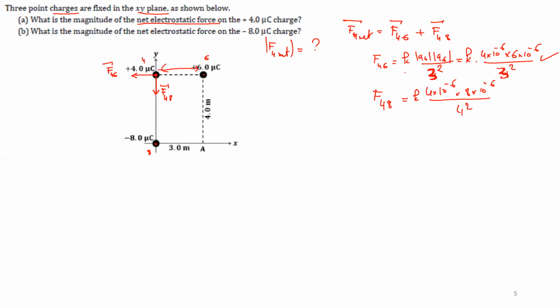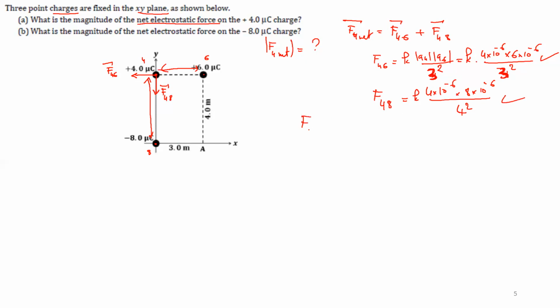Okay? For the F46, F48, this is 4 square. Okay, this is this distance. The first distance was this distance, and it's equal to 3 meters. So 3, okay. So I know this one.